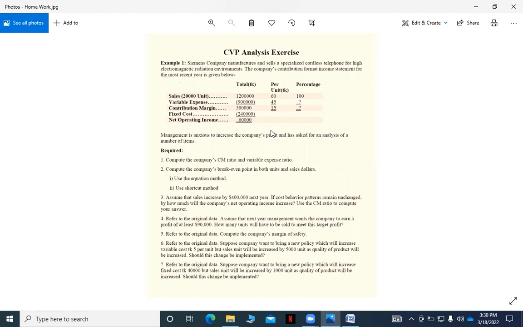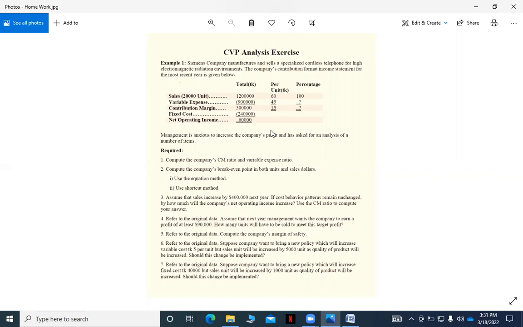You have to find both. And again, they have some specification: number 1 is use the equation method and use the shortcut method. So on the earlier day, the math we solved, we used the shortcut method. We also call it the formula method.